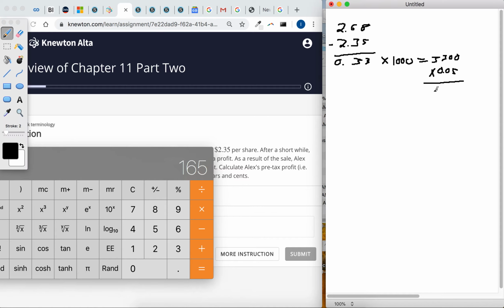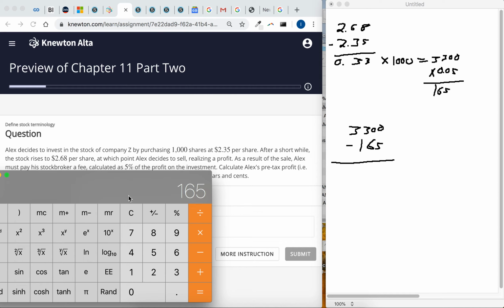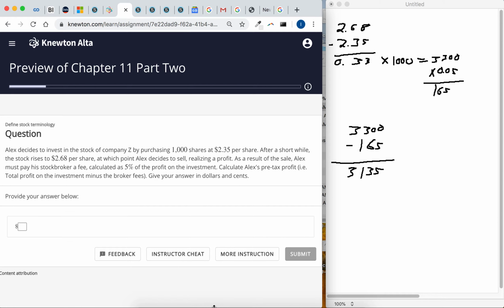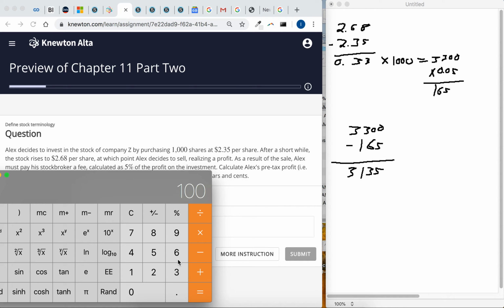So the broker's charging $165. So Alex, that sounds like a lot. I gotta double check those numbers. 3,300. Okay, subtract 165. But I guess he bought 1,000 shares. 135 is what Alex makes. Just double checking the numbers here. We got 1,000. Well, 268 subtract 235. That's 33 times 1,000.